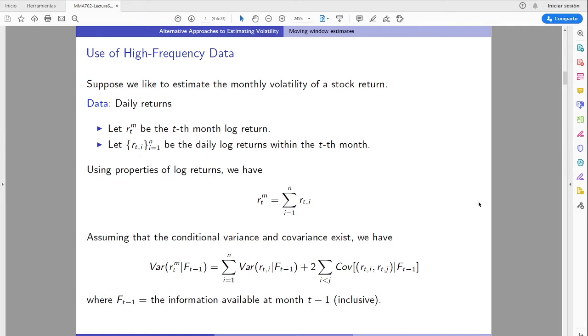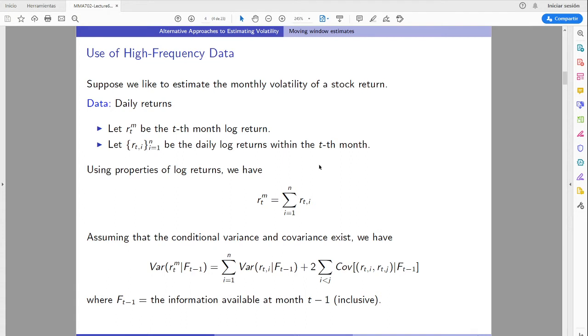Now let's assume that we want to estimate the monthly volatility of a stock return. Our data will be the daily returns. So what we want to do is basically go from days to months to amplify our predictions. We're going to let R_t^m be the t-th month log return, and R_t^i, with i varying from 1 to n, be the n daily log returns within the t-th month. This i goes basically from 1 to 31, and t is the number of the month.